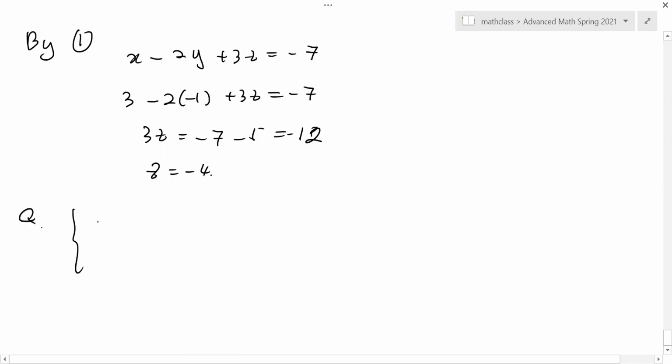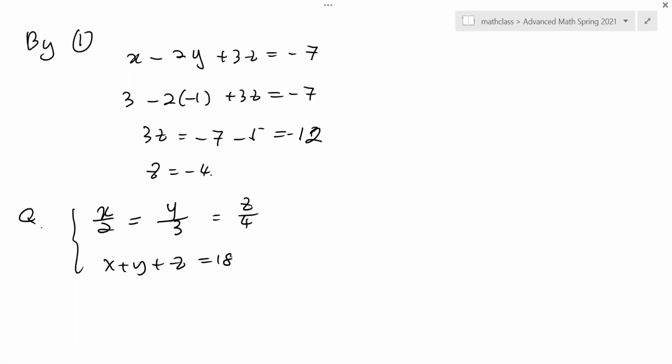For example, x over 2 equals y over 3 equals z over 4. Now, you have 3 variables, but it sounds like you're only given 2 equations. Actually, you're given 3 equations, because the first equation is indeed two equations, since there are 2 equalities there. So x over 2 equals y over 3, and y over 3 equals z over 4.